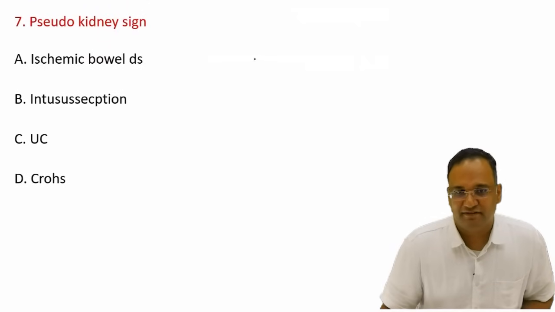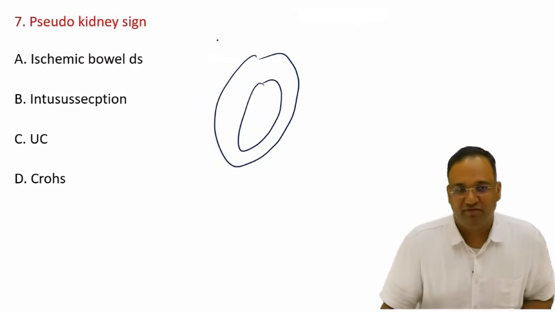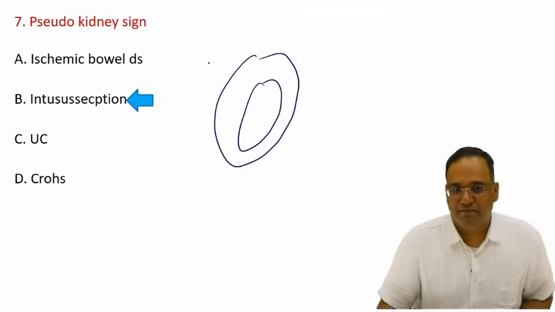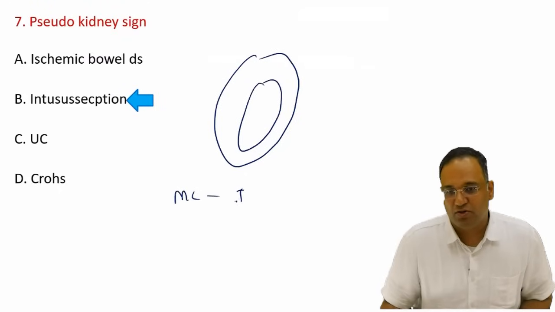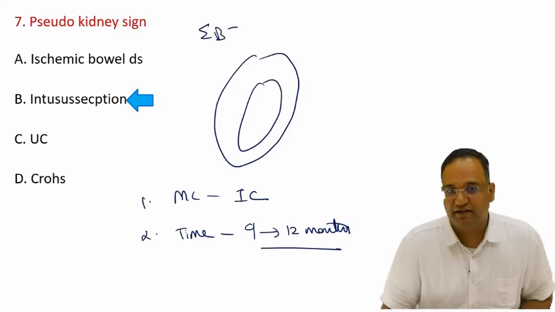Pseudo kidney sign: where do you get a pseudo kidney sign? Very simple and straightforward question. Answer is intussusception. The most common type of intussusception is ileocolic. And the most common time period is 9 to 12 months. That is after the period of weaning, because exclusive breastfeeding is for 6 months. So at that time, it doesn't occur.